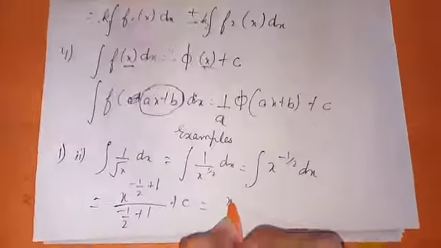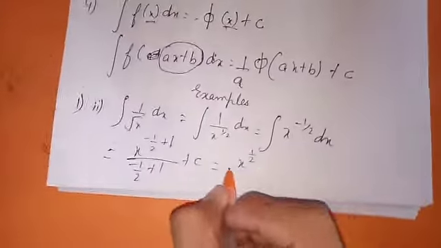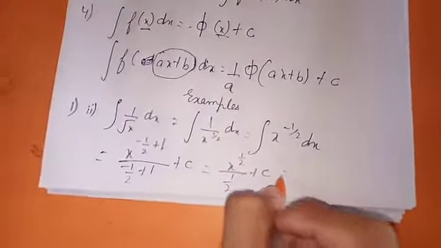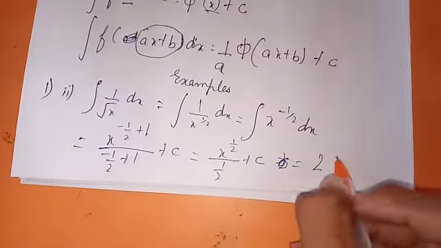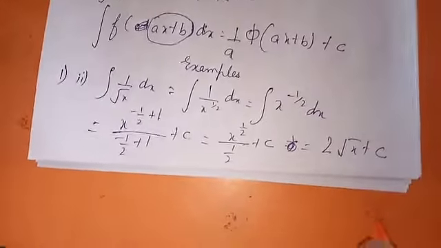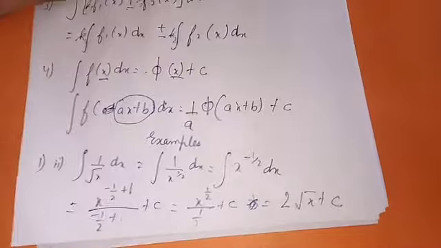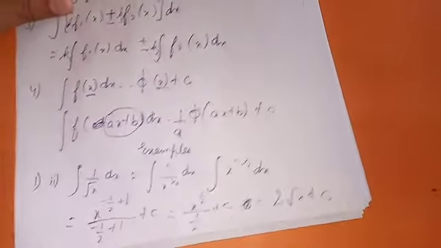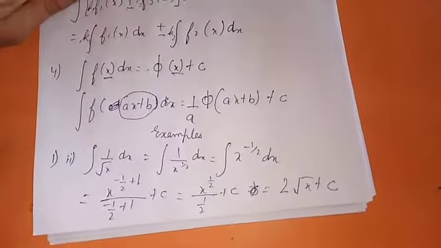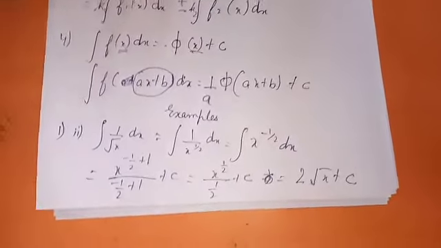Okay, so what do we get? X raised to power 1 by 2 plus c. So that means that is equal to 2 into root x plus c. Okay, this first example is completely based on the formulas. In fact, the complete exercise is based on them. So the other parts you can solve. It is a very easy exercise, you just have to learn all the formulas and then you can solve.